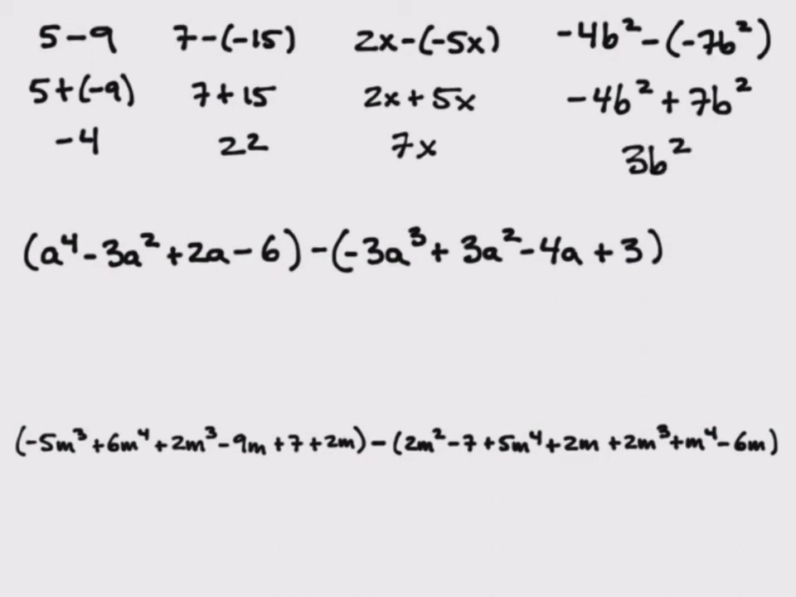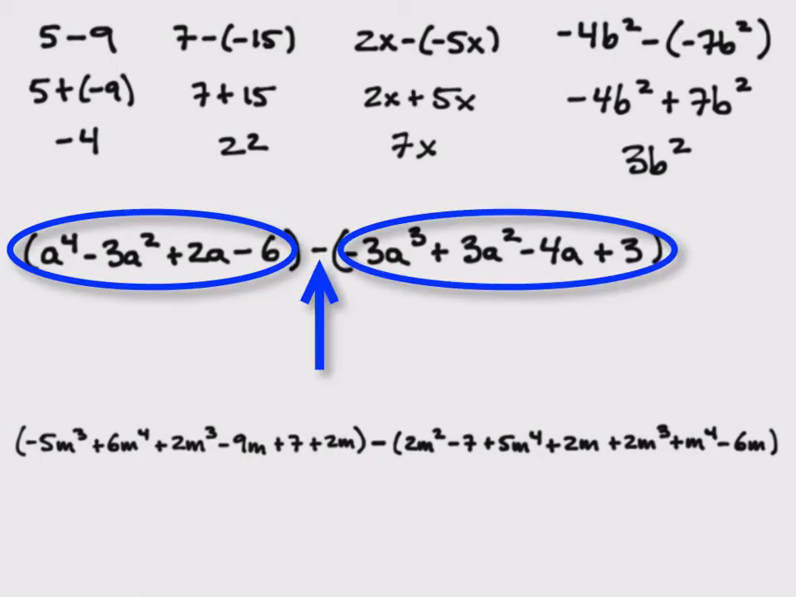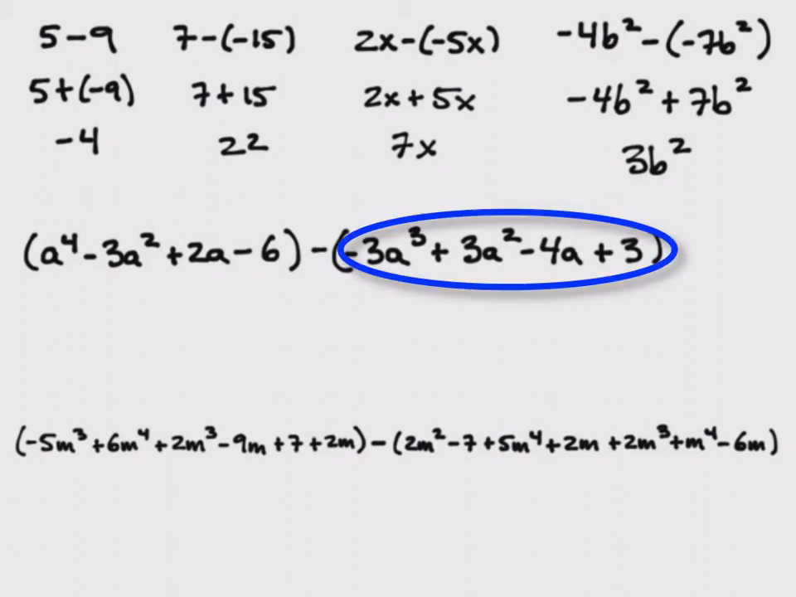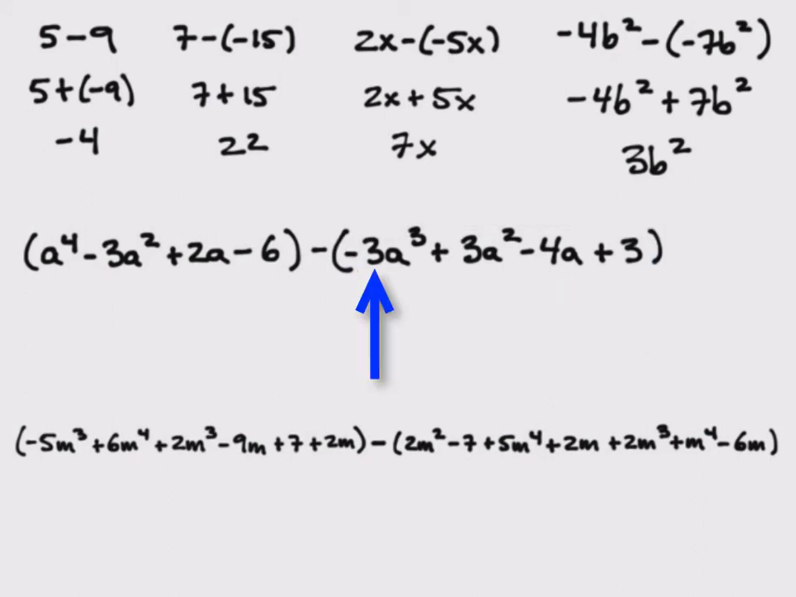And it's going to be the exact same idea when we're subtracting big polynomials. Here we have one polynomial minus another polynomial. And we can rewrite this as addition so long as we change the sign of every number in that second polynomial. That is, the negative 3a to the third becomes a positive 3a to the third. Positive 3a squared becomes a negative 3a squared. Negative 4a becomes positive 4a. Positive 3 becomes negative 3. So we change the operation from subtraction to addition, and we change the sign of everything in the polynomial. So we end up with this problem.